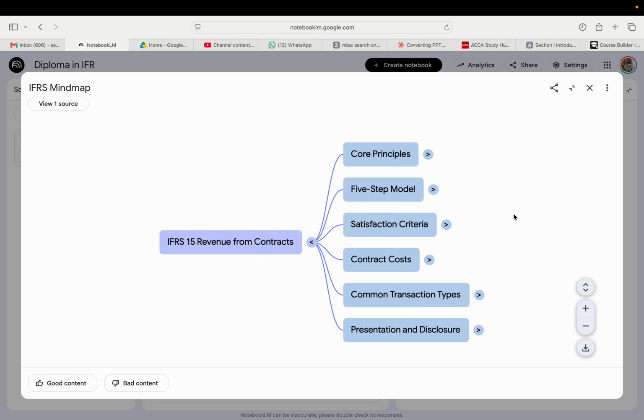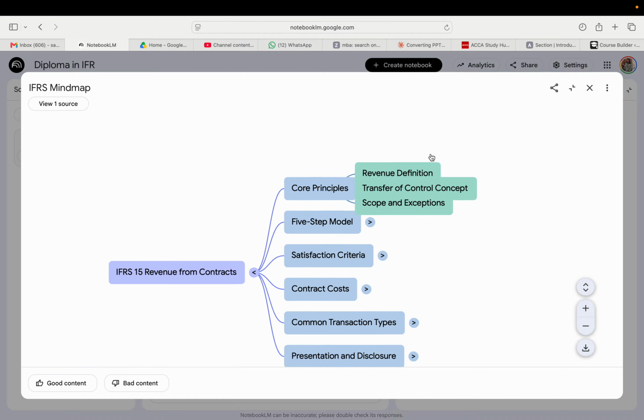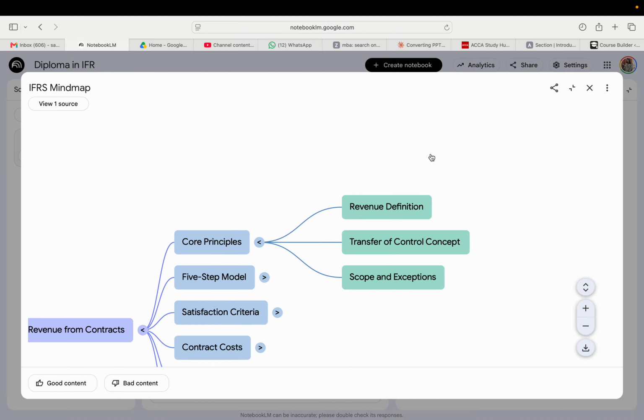In this topic, we are going to go through the core principles of the standard, the 5-step model to recognize revenue, then the satisfaction criteria, the contract cost, common transaction types, and presentation and disclosure. Under the core principles, the main thing is the definition of revenue, then we'll go through the transfer of control and the scope and exceptions of the standard.